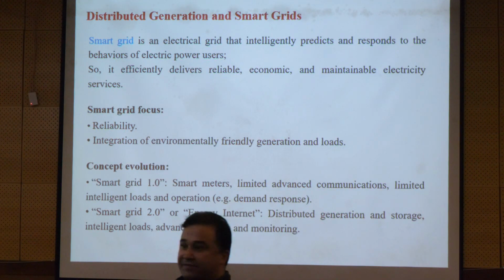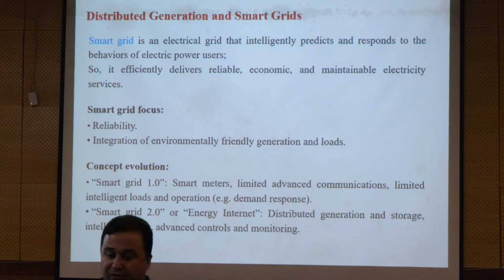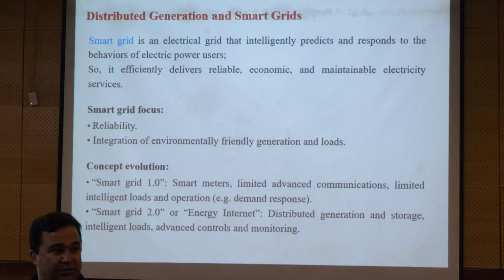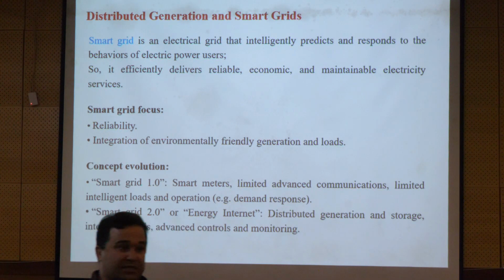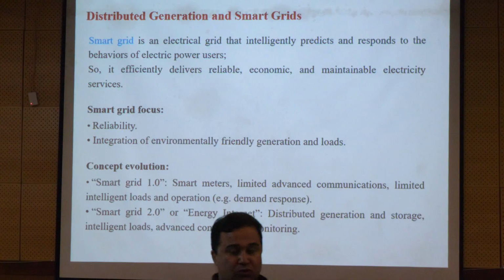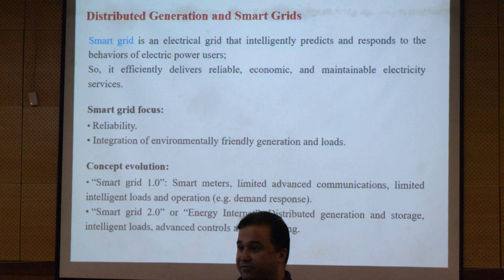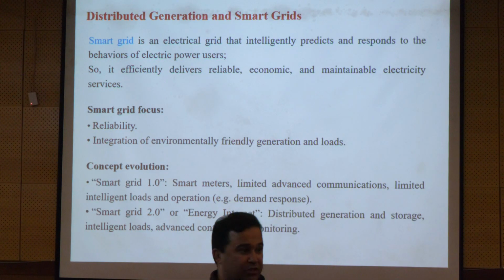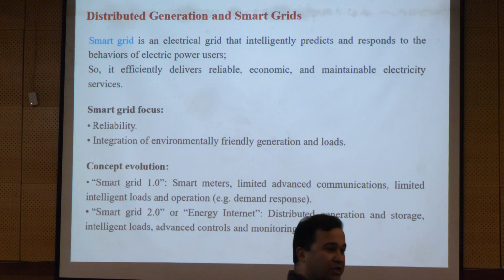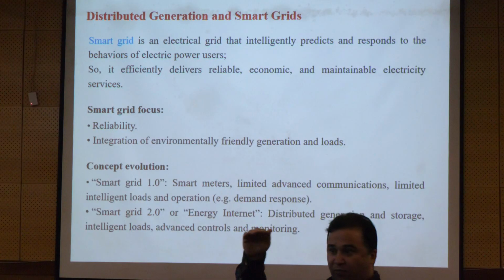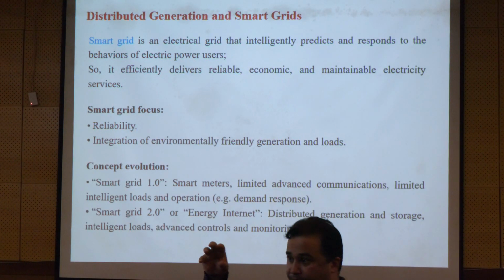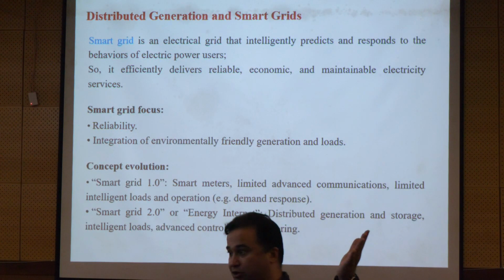So we have different levels of control: control of the component, control of the system, and control of the whole network. For example, you can control the operation of your fridge, your dishwasher, your clothes washer. You can program it, and the program is coming from one central hub which communicates with the distribution grid.